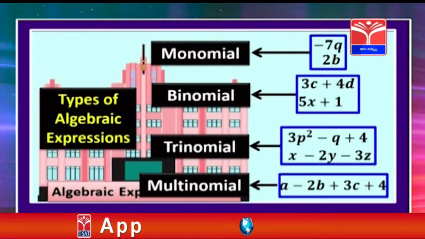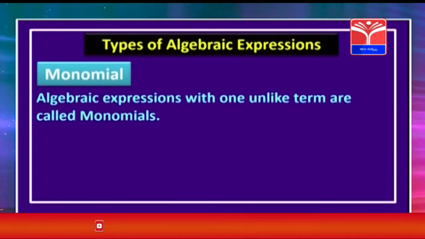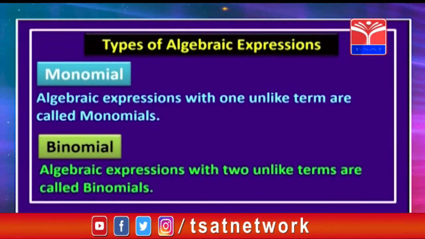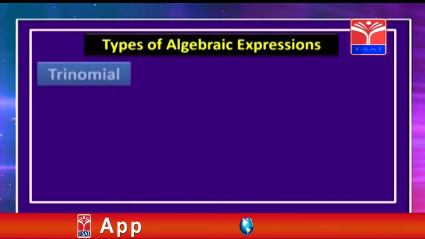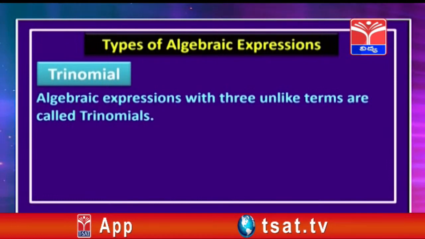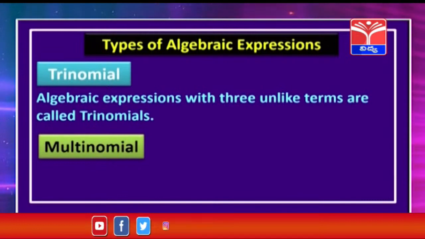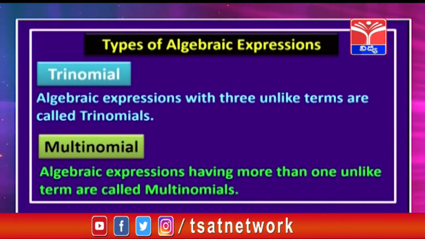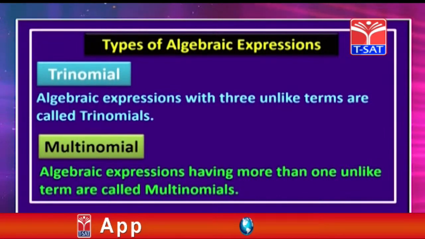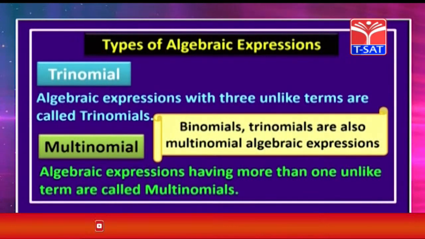Now let us learn about these types, children. So the first one is a monomial. Algebraic expressions with one term are called monomials, whereas algebraic expressions with 2 unlike terms are called binomials. Then we have trinomial, which means algebraic expressions with 3 unlike terms are called trinomials. Now let's see about multinomial. Algebraic expressions having more than one unlike term are called multinomials. So that means even binomials and trinomials are also multinomials only, children.